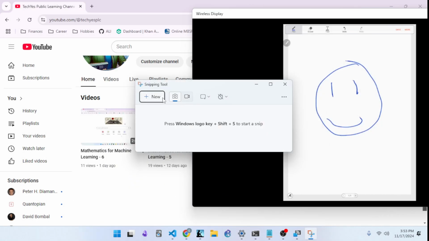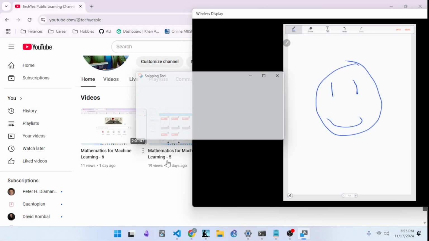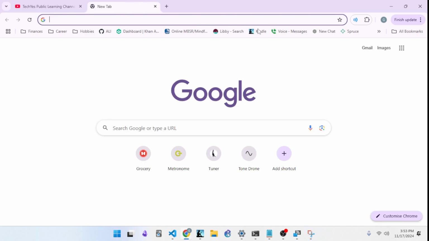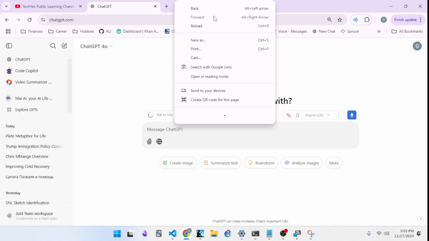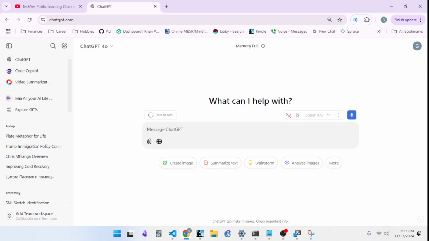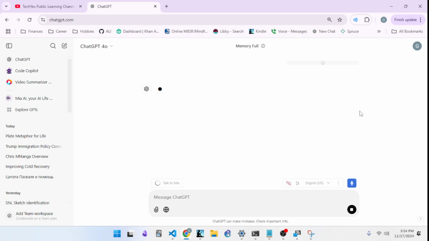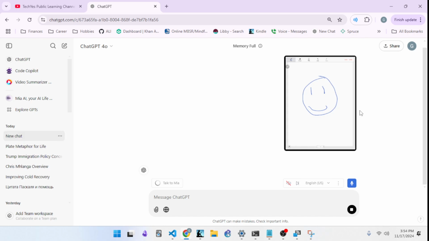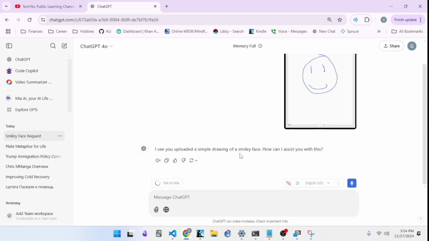There we go. And I can take my drawing here, my notes, and now I can give my hand-drawn stuff over to ChatGPT. And look at this. ChatGPT knows that this is a smiley face. See? "I see you uploaded a simple drawing of a smiley face."